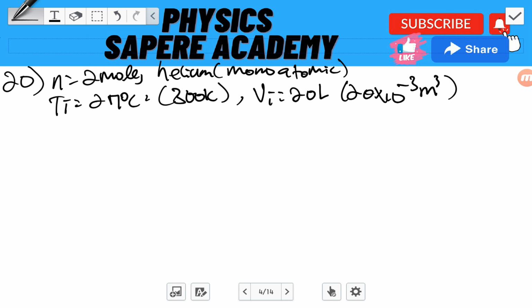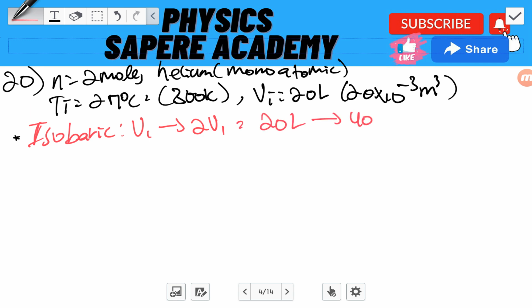Now the helium is first expanded at constant pressure, that is number 1. We have the first process, which is an isobaric process. During the isobaric process, the helium is expanded until the volume has doubled. So V1 goes to 2 V1. This implies the volume goes from 20 liters to 40 liters during our isobaric expansion. And then we have an adiabatic process, during which it is expanded until the temperature returns to its original value.